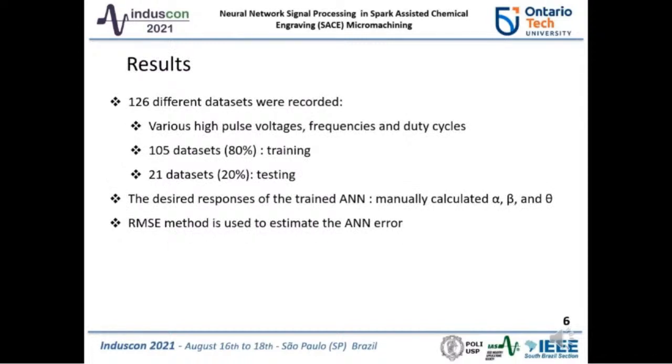126 datasets of pulse voltage input with various conditions are recorded. 80% of the dataset is used for training and the rest used for testing. The desired responses of the trained ANN are alpha, beta, and theta, which are calculated manually. And RMSE is used to estimate the ANN error.